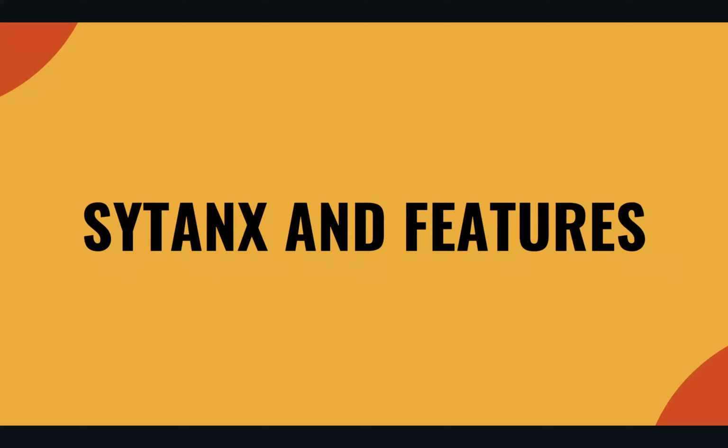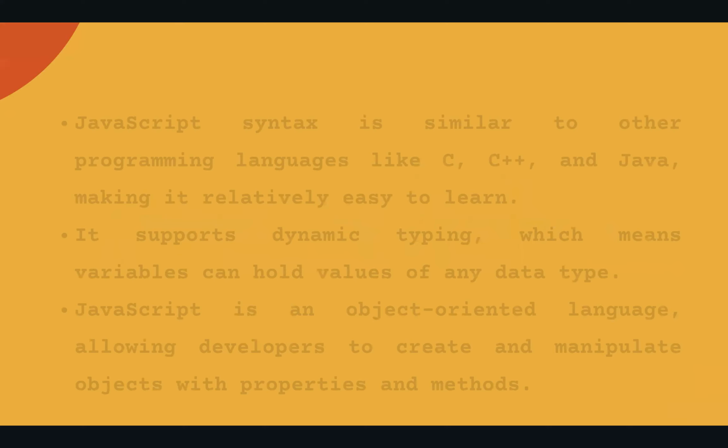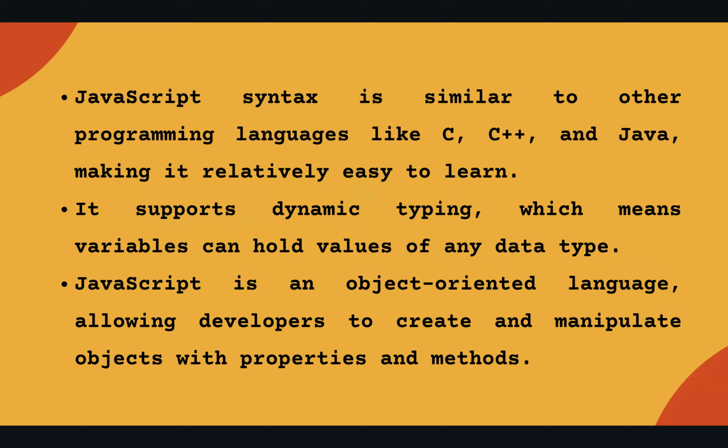Now, syntax and features of JavaScript. JavaScript syntax is similar to other programming languages like C, C++, and Java, making it relatively easy to learn. Because of that, we call this a high-level programming language. It is very similar to the other high-level programming languages like C and C++. If you look into the syntax, you can easily understand everything.